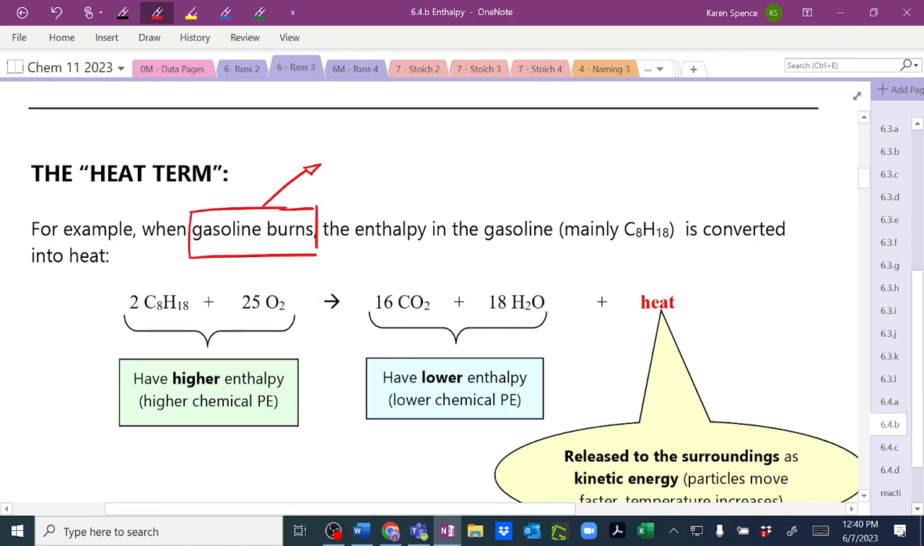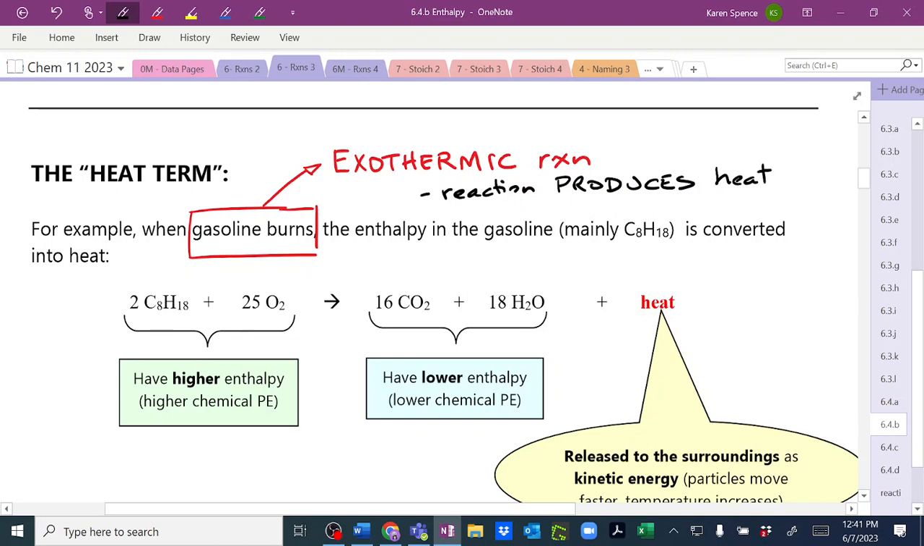Burning. Exothermic, because guess what's coming out? Heat, light, energy is coming out. Okay, so this is an exothermic reaction. The chemical reaction produces heat. Now, if a reaction produces heat, would you expect for heat to be a reactant, or would you expect for heat to be a product? A product.